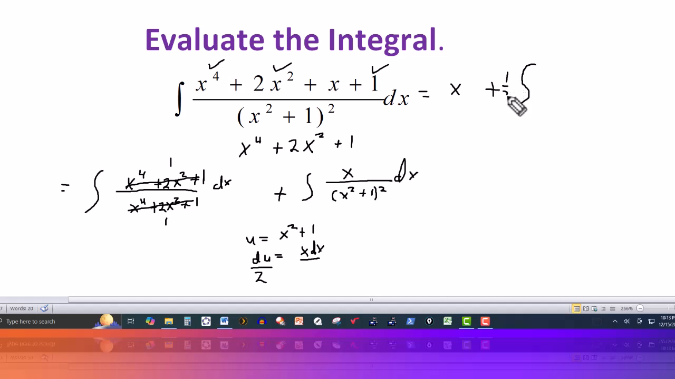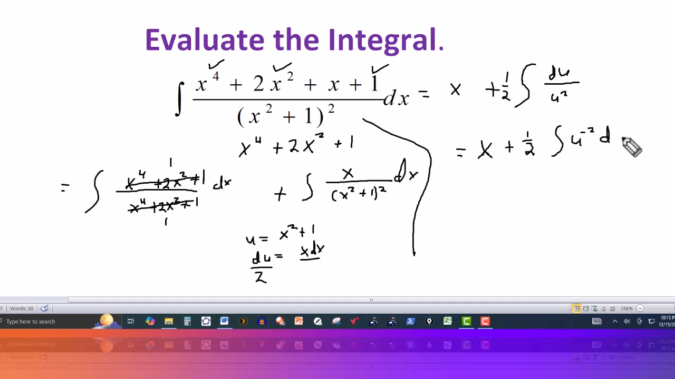So I'll put the 1/2 out in front here, and this will be du over, and then x squared plus 1, that's your u here, so this will be u squared. And then this is equal to x plus 1/2 times the integral. I'm going to take this up to the numerator. This changes the sign of the exponent. Then I proceed to integrate the second integral there.